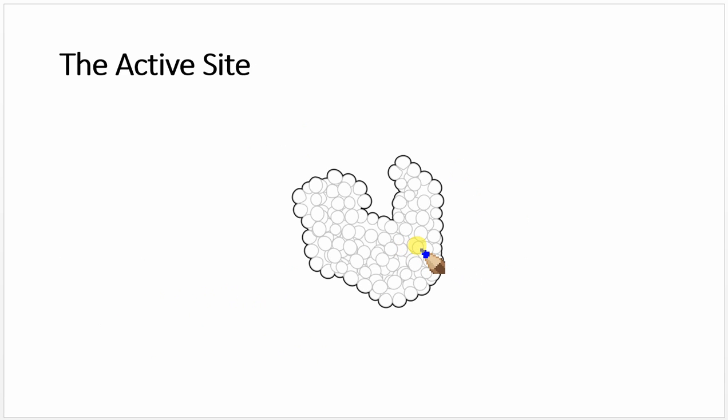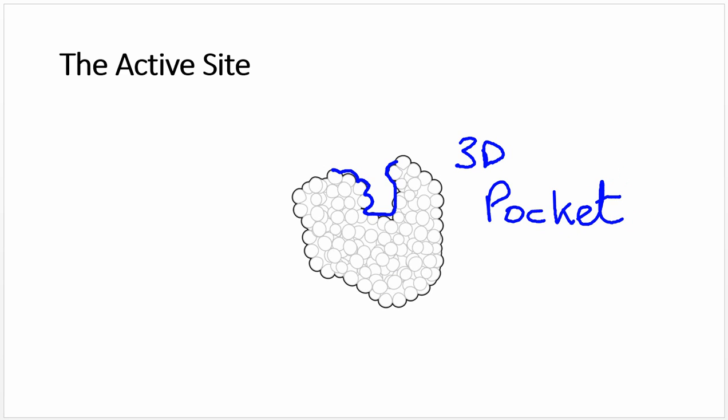So here we've got our enzyme. It's a protein molecule, and on one part of the enzyme molecule in one region there will be a particular three-dimensional shape. This is sometimes referred to as a pocket, or more specifically as the active site.